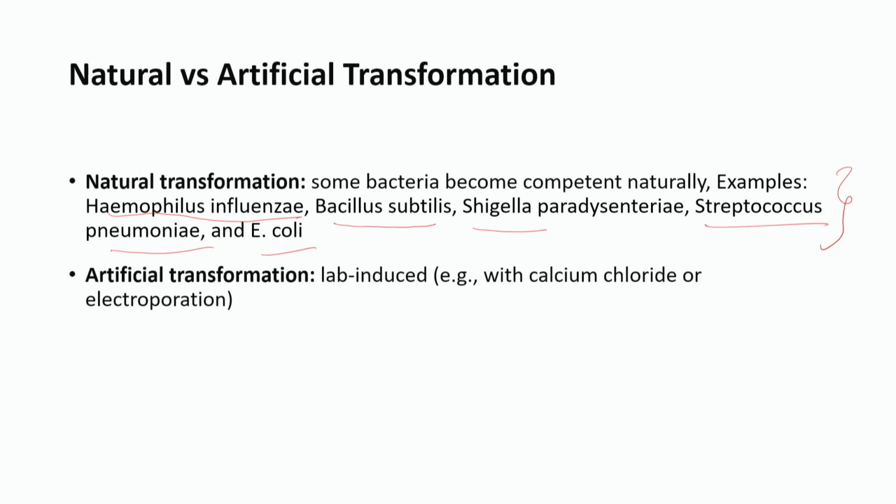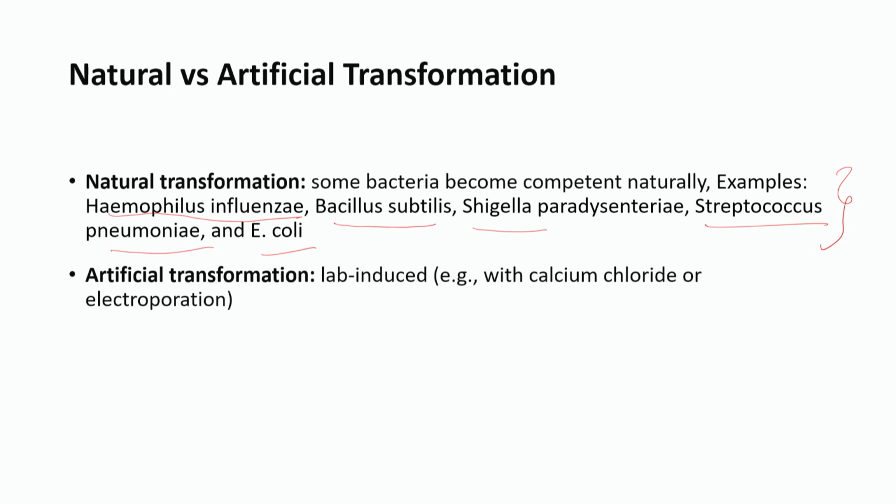However, in the laboratory setup, we can artificially make a bacterium competent to take up external DNA. How we make them competent is a detailed process, in which we treat the cells with calcium chloride or magnesium chloride, or we make them electrocompetent, so that if you give them an electric shock, they can take up more and more DNA. There are very detailed methods for that, so do not worry about it.